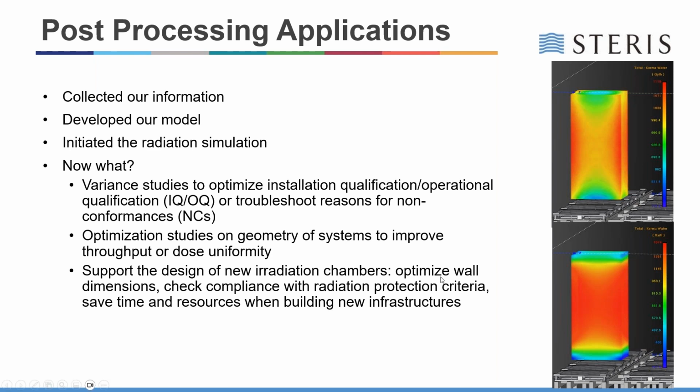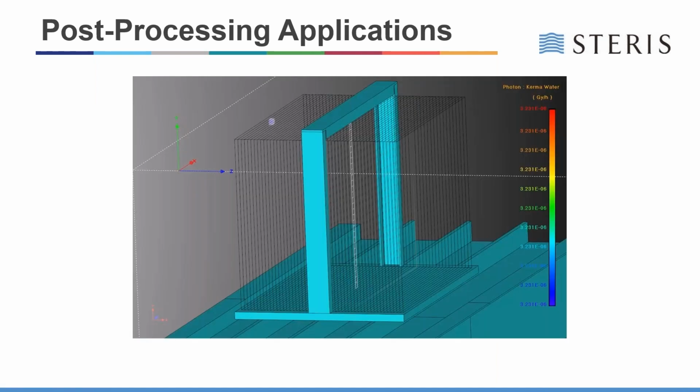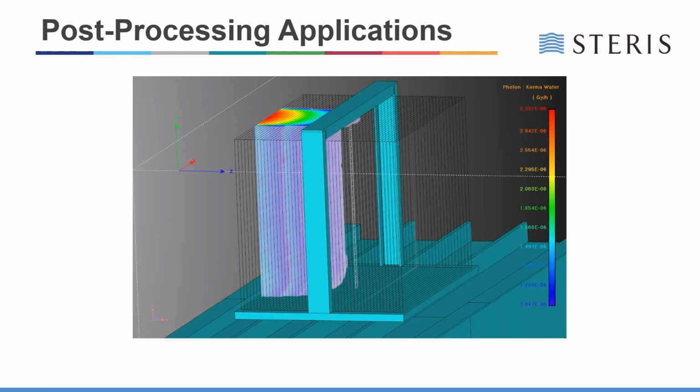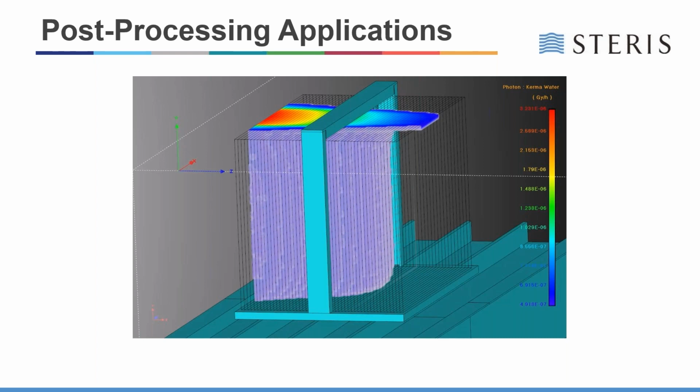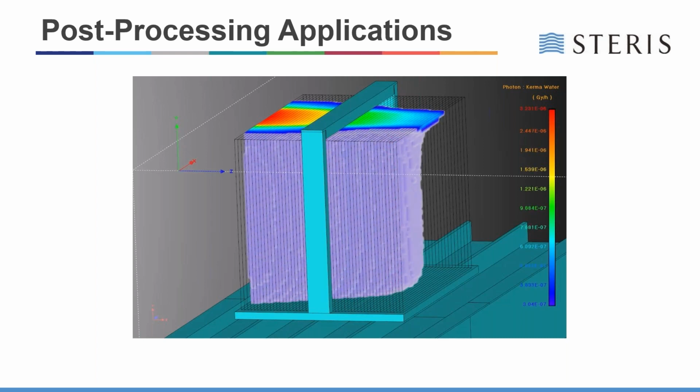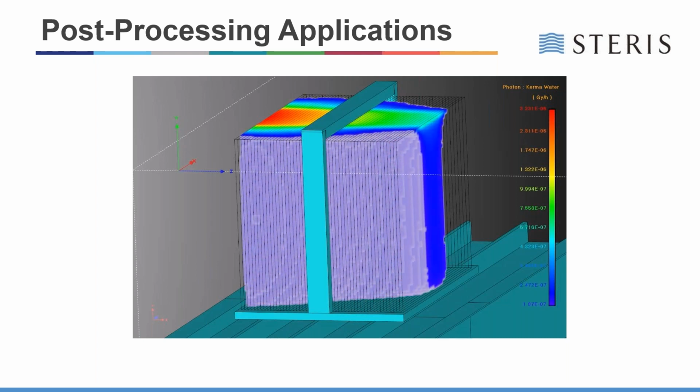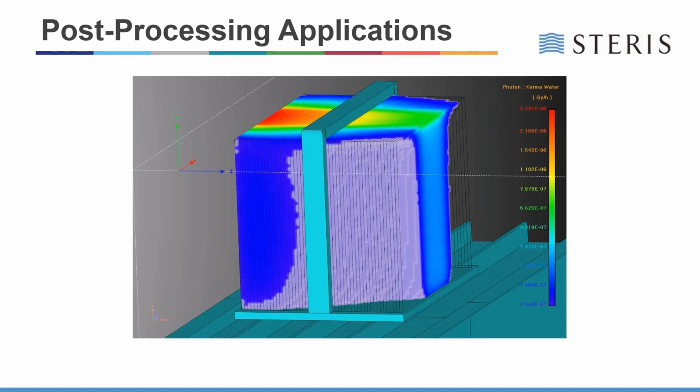So as I mentioned earlier, it was a short overview of some of the different post-processing applications, by no means comprehensive. Here we can see another example where we're going to visualize the transport of radiation through the product. And again, this ability to characterize the radiation transport will be very helpful in identifying the locations within the product and where the dose distribution is going.